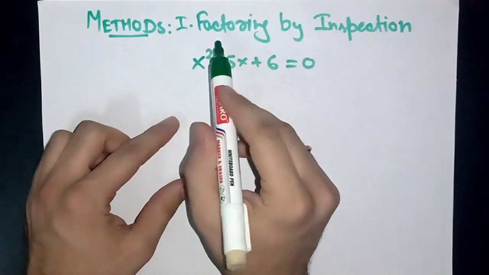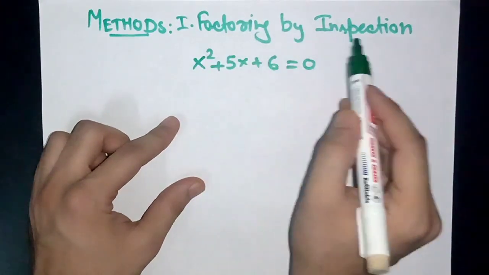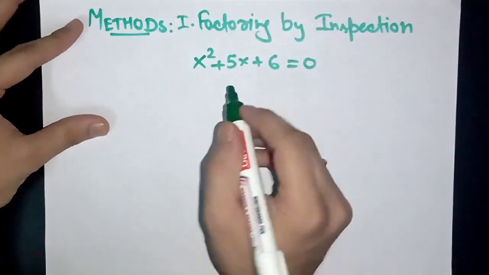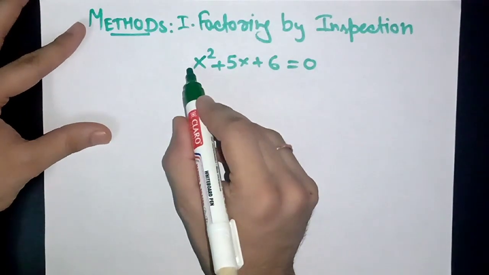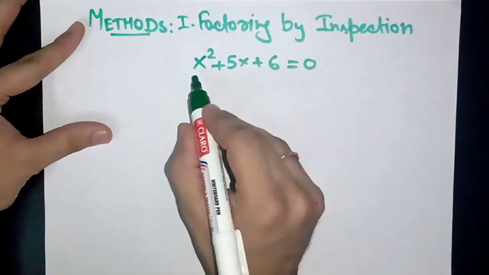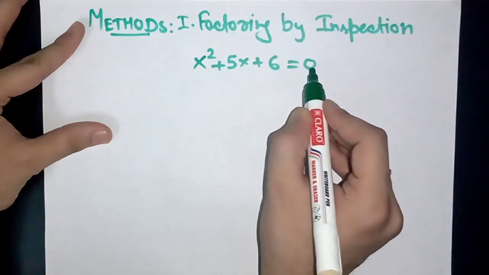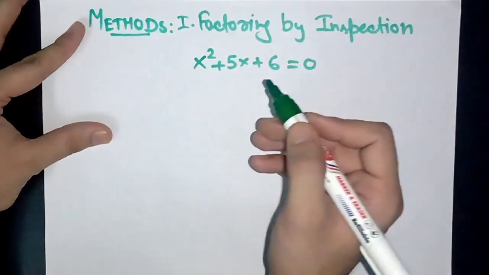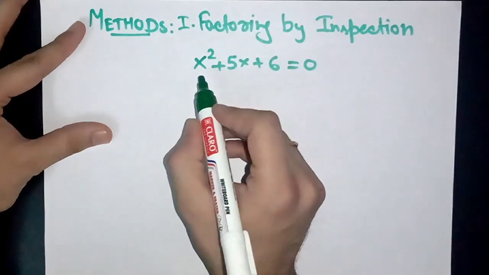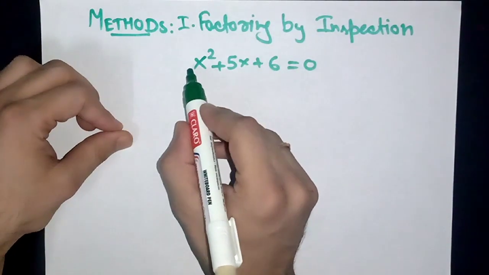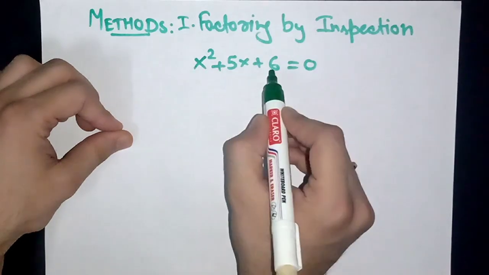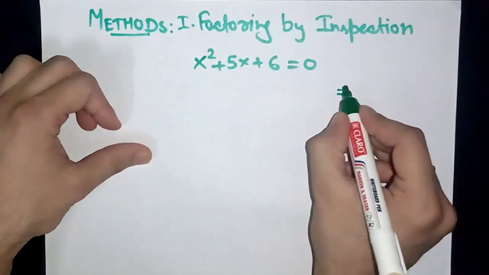Now, the types of methods to find the roots of the equation. The very first method is factoring by inspection. Let's say this equation is given: x² + 5x + 6 = 0. The question will be asked like, find the value of x which will satisfy the given equation. First, you need to multiply the coefficient of x² and the constant term, which is 6.